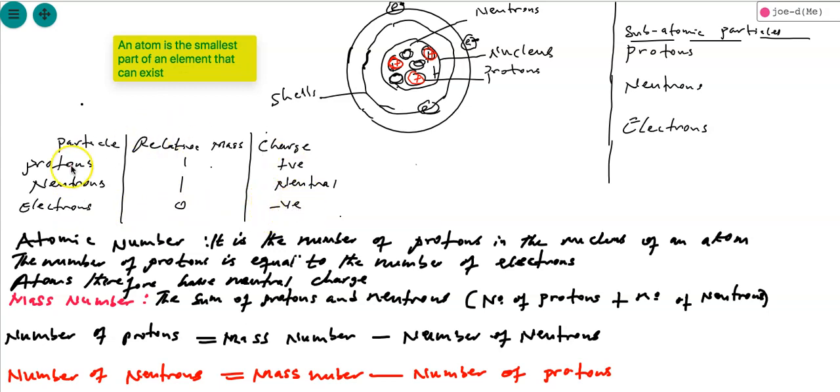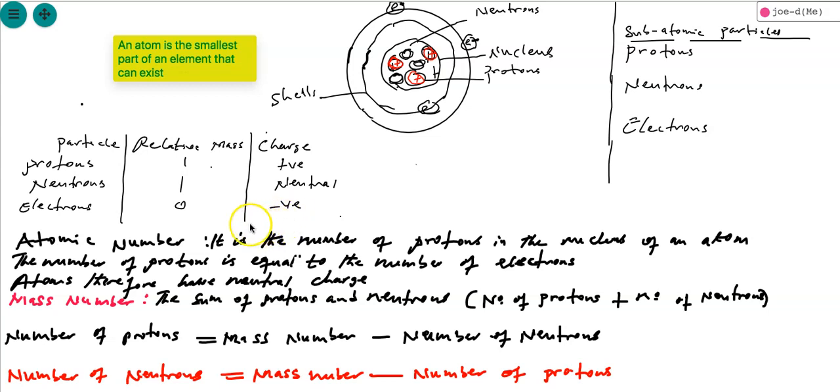Okay, so a recap: protons have a mass of 1 and are positively charged. Neutrons have a mass of 1 and are neutral in charge. Electrons have 0 mass and they are negatively charged. Okay, you have to remember this. We will use this in subsequent calculations.